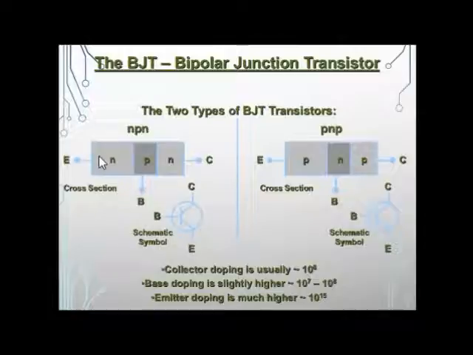For remembering this, you need to remember that the side which is doped more is the emitter side, the part that is doped less is the collector side, and the middle one is always the base. Similarly, the emitter is the thickest, the collector is a little less thick than the emitter, and the middle one is the base. These are the schematic diagrams showing the PNP and NPN transistors. Collector doping is usually 10 to the power 6, base doping is slightly higher, about 10 to the power 8, and emitter doping is much higher, 10 to the power 15. The highest doping is on the emitter side.